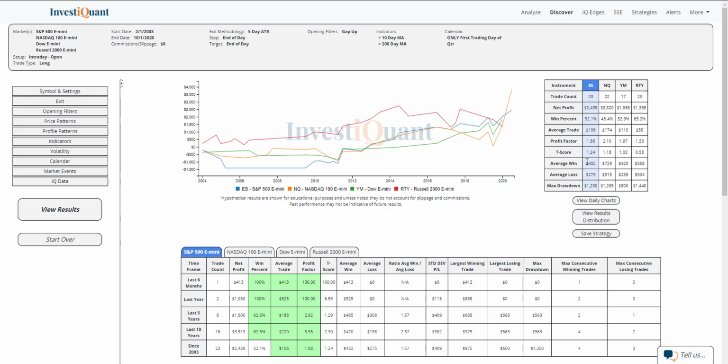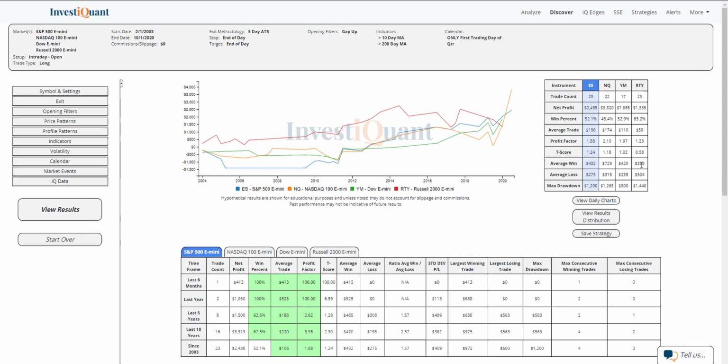But if you look at the average win, average loss, you can see average win size is larger than average loss size here for the S&P. That is also true here for the NASDAQ. NASDAQ has the weak win rate, but the average win has been quite a bit larger than the average loss. The average win also larger than the average loss in the Dow.